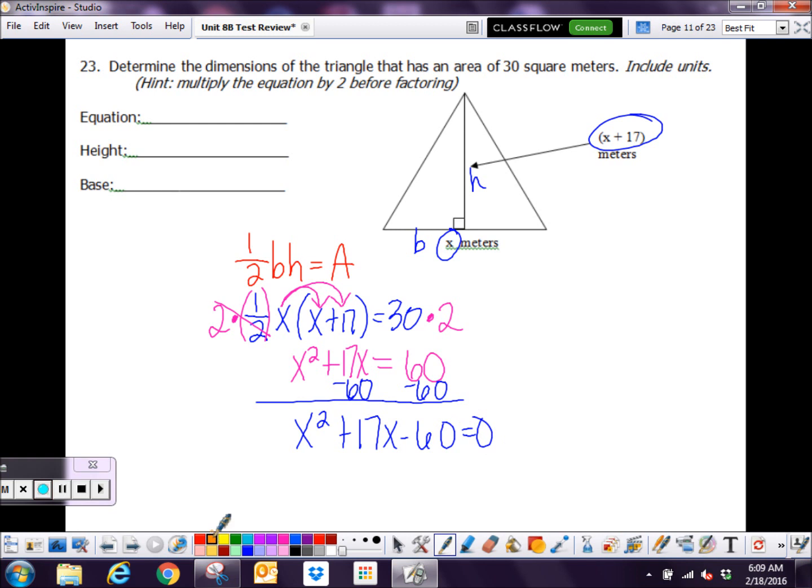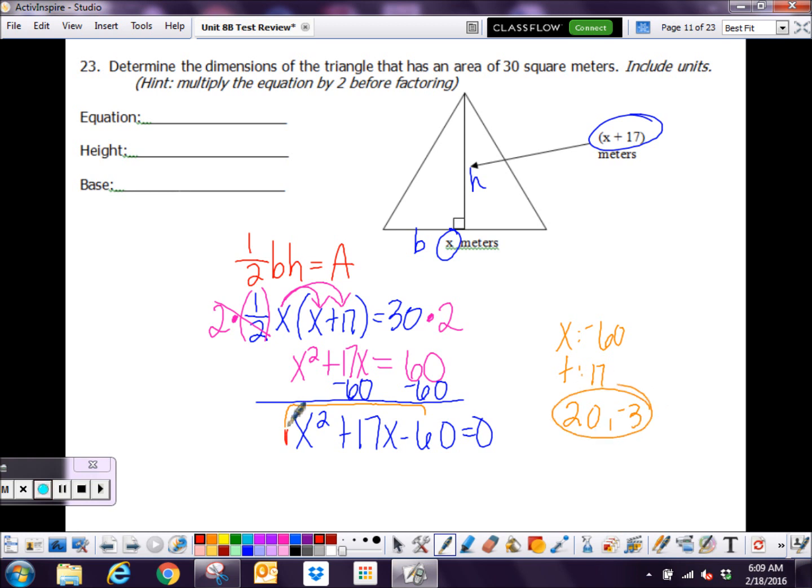So I see if there's a GCF. There is not a GCF. So I'm going to multiply my a times c. So I need two factors that multiply to be negative 60 and add to be 17. And my factors are going to be 20 and negative 3.